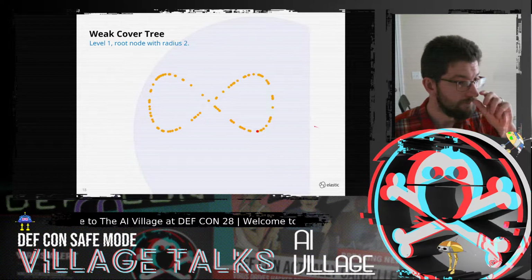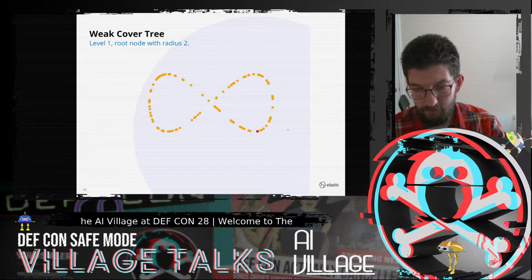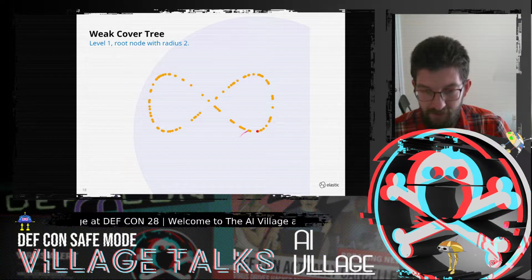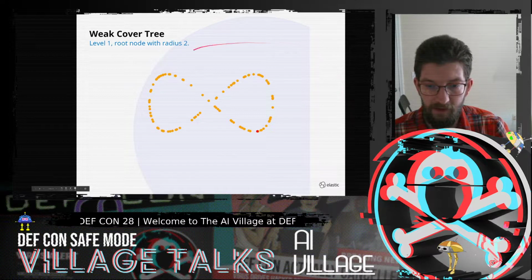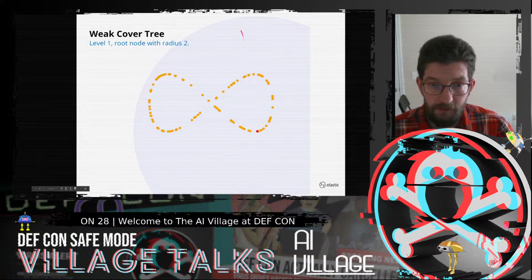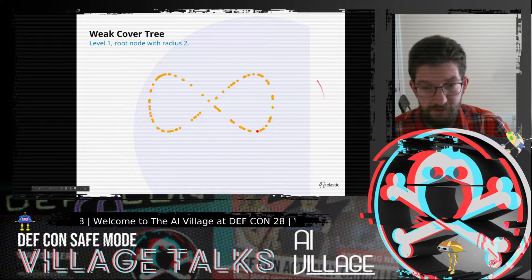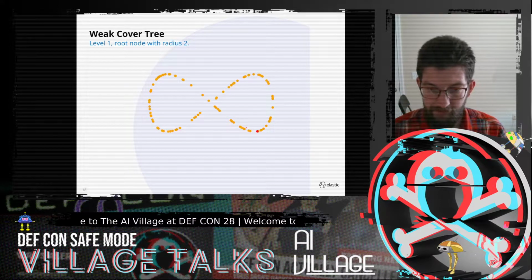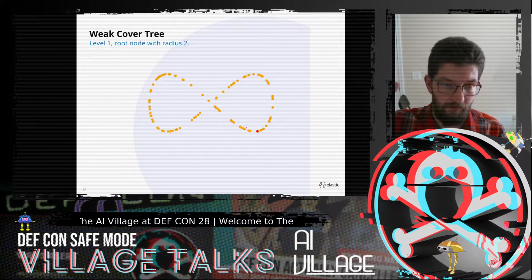So let's talk about what a cover tree is. Here we're going to start with a single sphere: I pick a point at random and cover my data with a sphere. It covers the data well, but this doesn't segment my data, so I have to go down a level. This would be at level 1, and I've got a radius of 2 here.